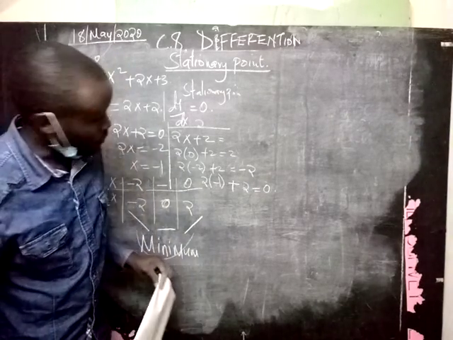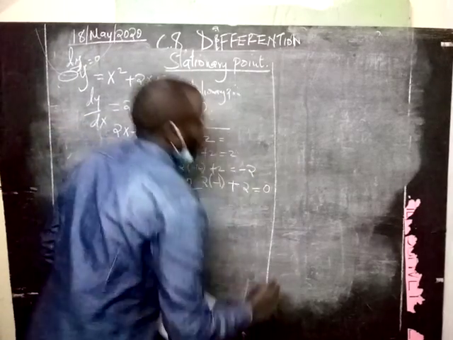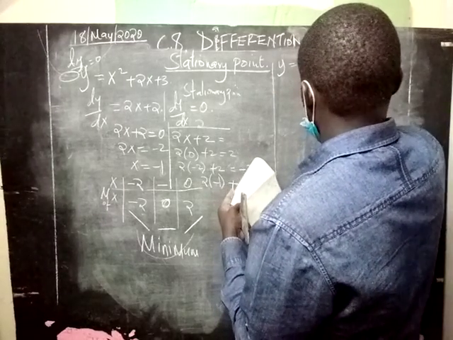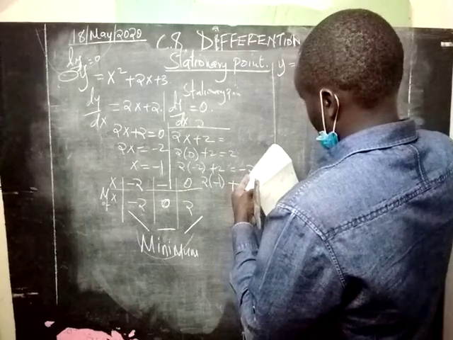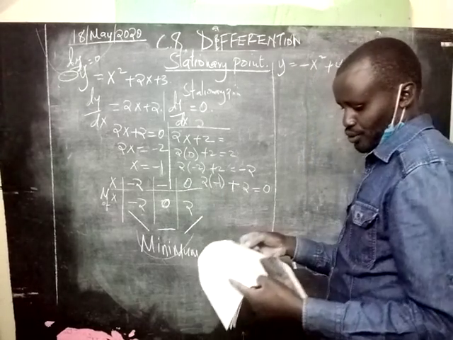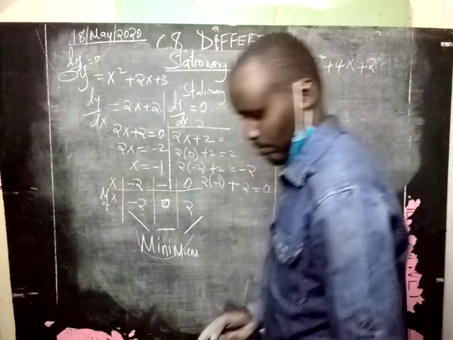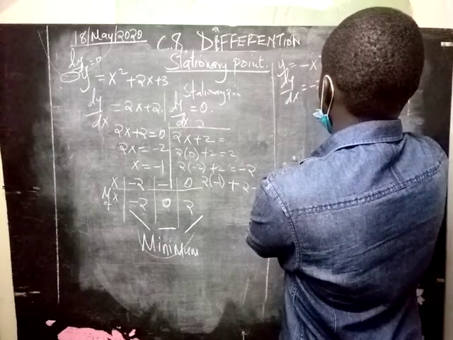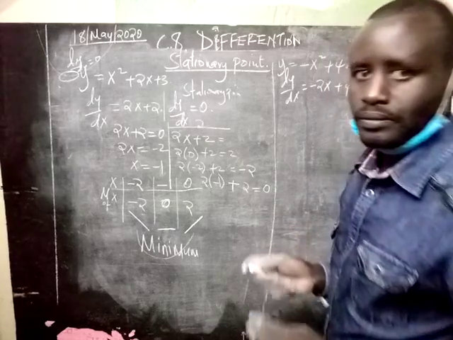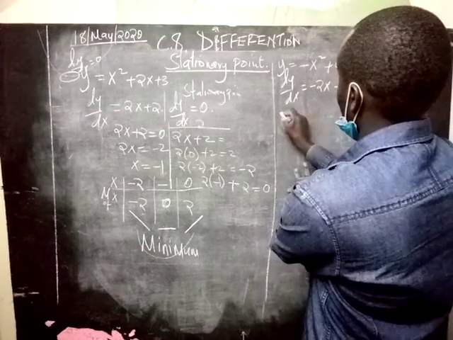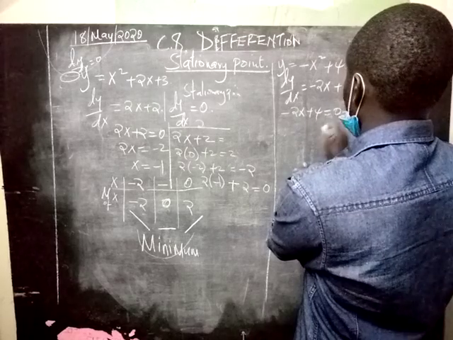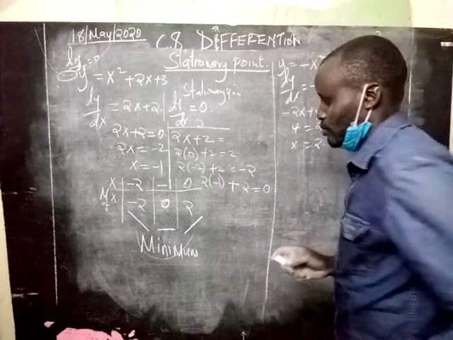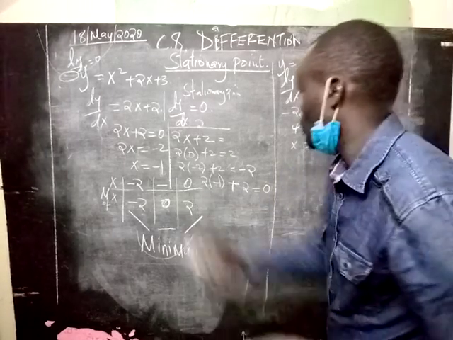We have another example here, y equals negative x squared plus 4x plus 2. So we are going to find dy dx of this. dy over dx is going to be negative 2x plus 4. So for the value of x, we say negative 2x plus 4 equals 0, meaning 4 equals 2x. Our x is going to be 2.